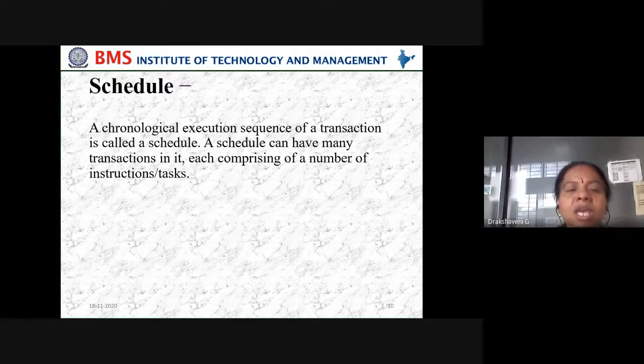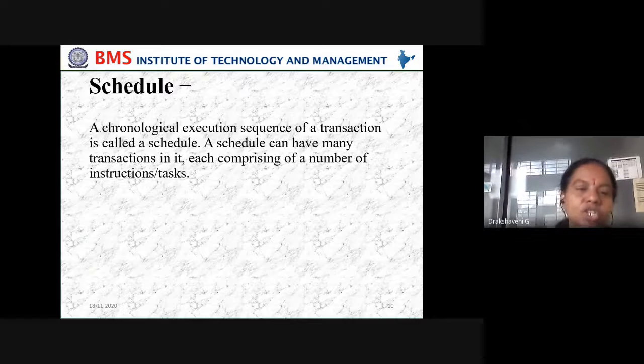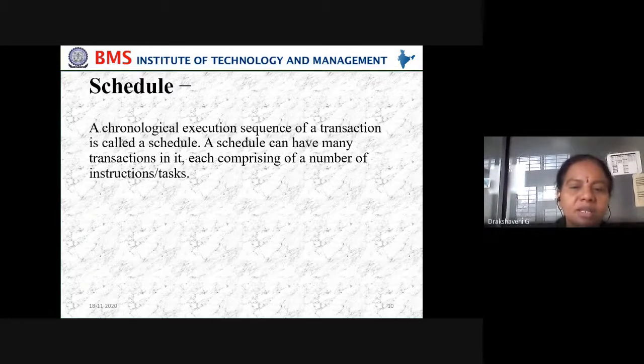In the same way, in your transactions also, we have a schedule. First I have to execute this one, after this one, after this one. This will also be followed in your transactions. That's what we call a schedule. A schedule can have many transactions in it, each comprising a number of instructions and tasks.